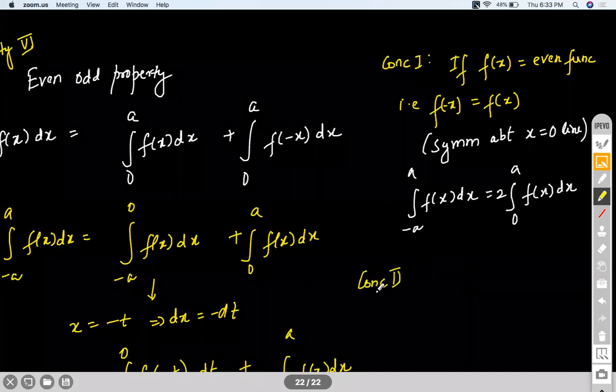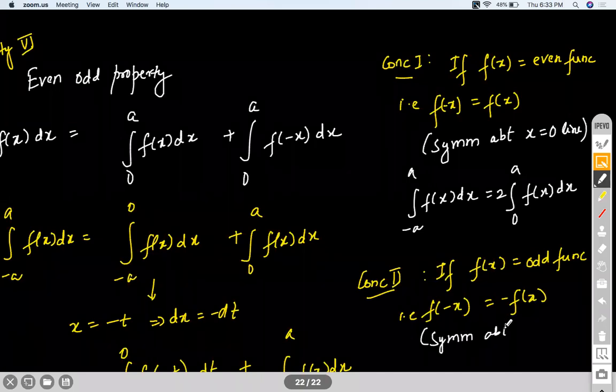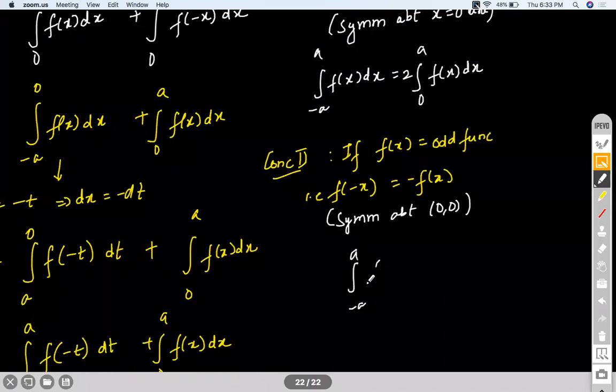Conclusion number 2. If there's rotational symmetry, then 0. Yes. If f of x is an odd function, that means f of minus x is negative of f of x, that means the graph is symmetrical about 0, 0. Then what will happen? Integral from minus a to a f of x dx will become 0.